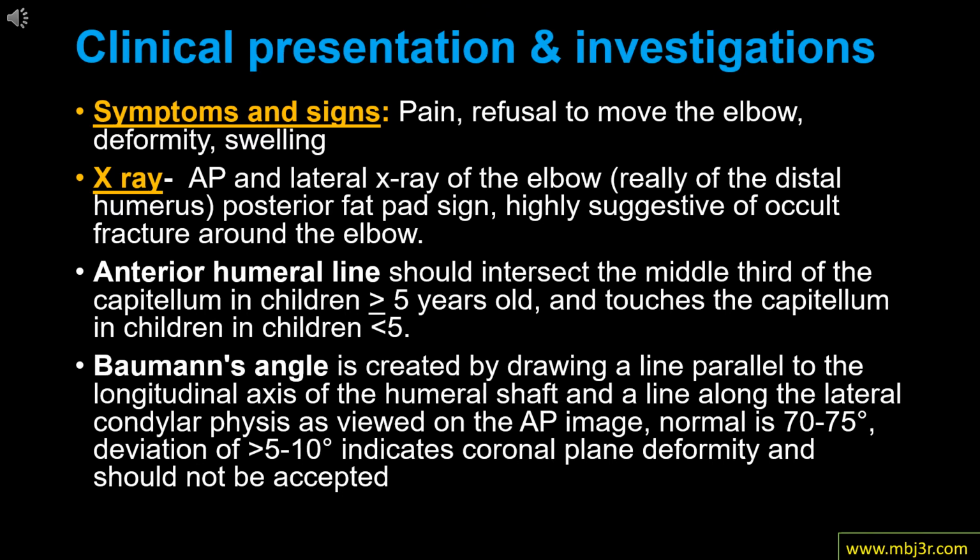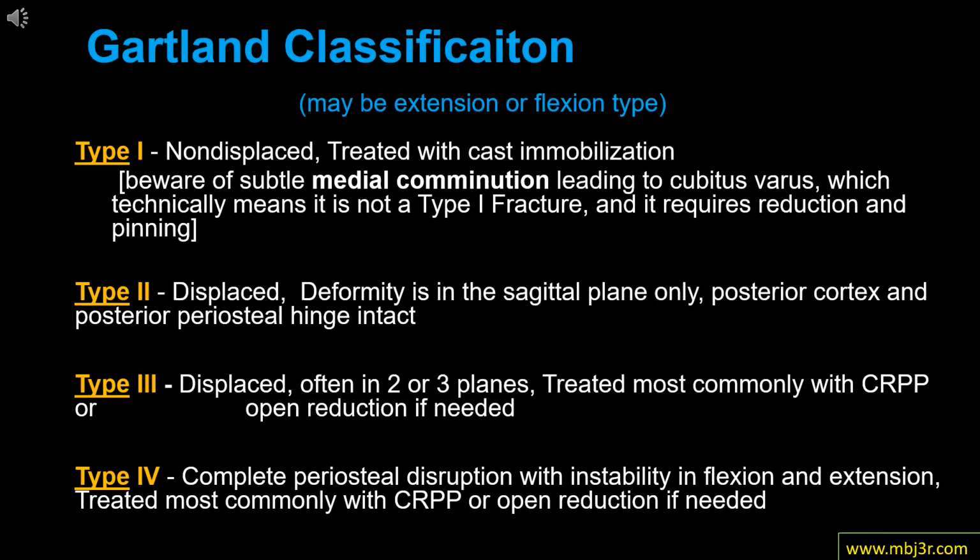And Baumann's angle is created by drawing a line parallel to the longitudinal axis of the humeral shaft and a line along the lateral condylar physis as viewed on the AP image. Normally it is 70 to 75 degrees. Deviation of more than 5 to 10 degrees indicates a coronal plane deformity and should not be accepted.